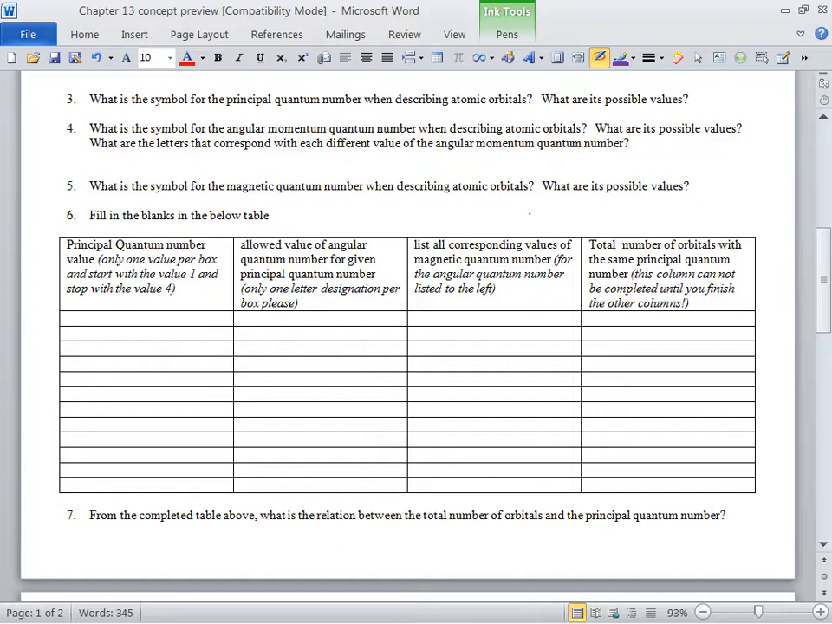What is the symbol for the principal quantum number when describing atomic orbitals? N. Kevin, what could n be? 1, 2, 3. Yeah. Like 1s, 2s, 3s. Remember all that?